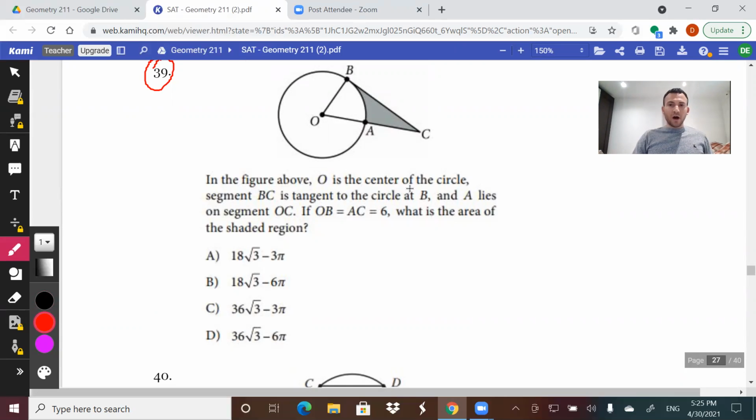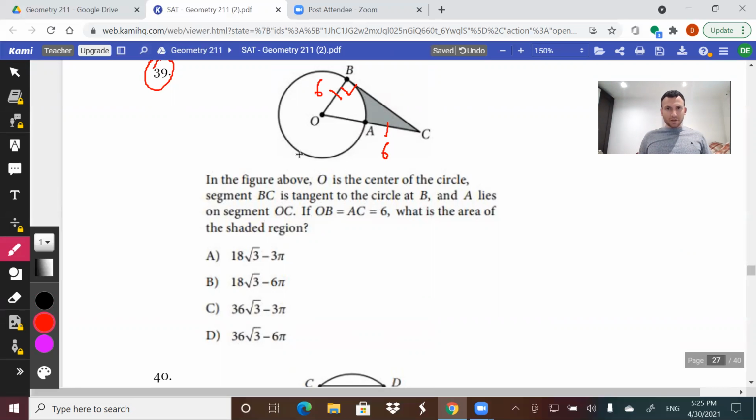In the figure above, O is the center of the circle. Segment BC is tangent. Okay, so we get a 90-degree angle again there to the circle at B. And A lies on segment OC. And it tells us that OB, so this radius, and AC are the same, and it tells us that those are both 6. And then it wants to know the area of the shaded region.